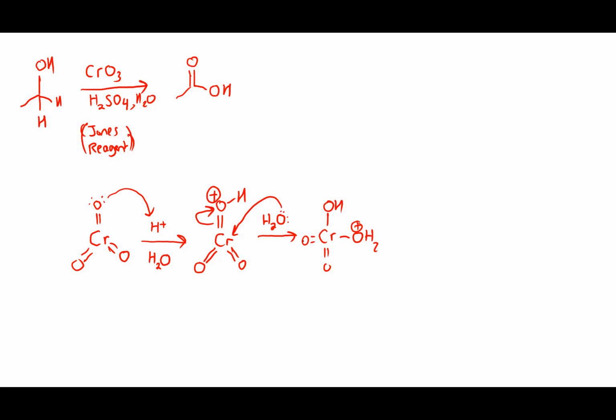Cool. So this is basically the Jones reagent, and it's made in situ when you add sulfuric acid to chromium. Okay, that's fine. It doesn't really help me, because why does water attack the chromium? Because chromium doesn't want to be attached to an oxygen with a positive charge with a double bond.